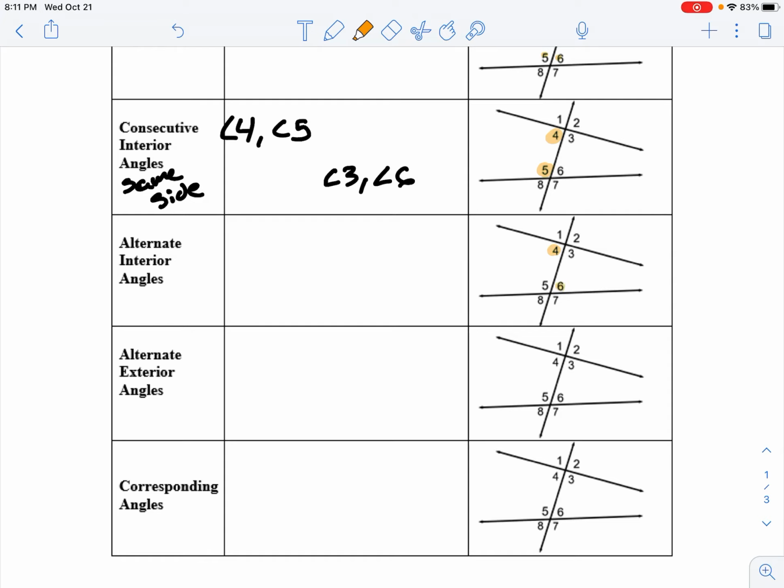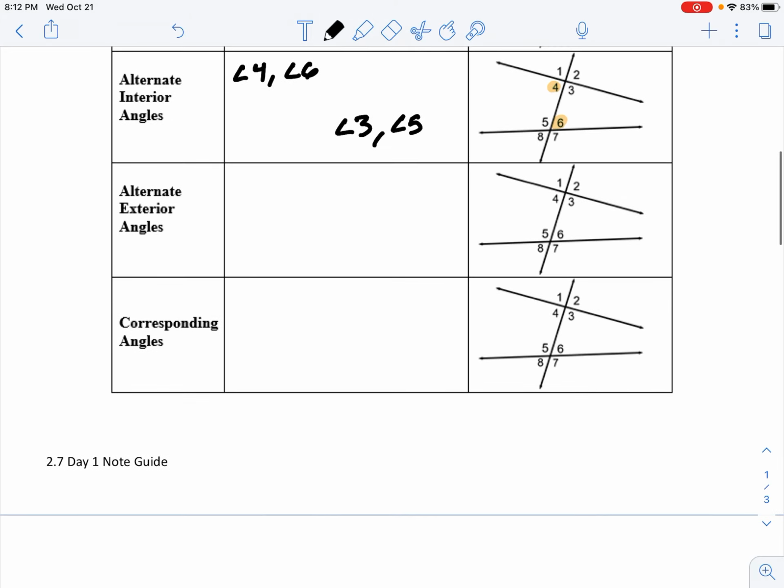Alternate interior angles here. Those would be alternating our transversal on the interior of those two lines. So, for example, 4 and 6. And then the other one would be angle 3 and angle 5. Moving on down here, alternate exterior angles. Well, we're alternating our transversal and we're exterior those lines. So, for example, angle 1 and angle 7. And then angle 2 and angle 8 would be the other one.